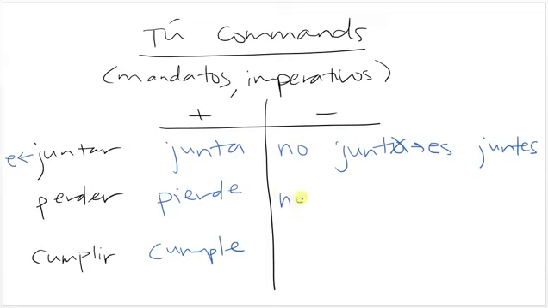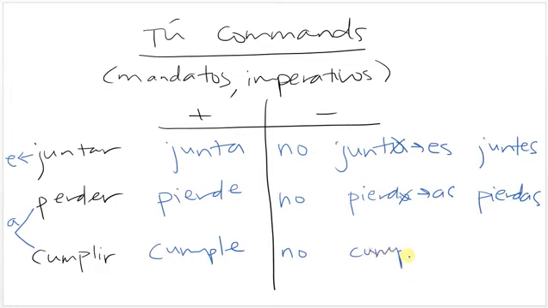Okay, for perder, again, we have to start with no. The yo is pierdo. Drop the o, add the opposite ending. For ER and IR verbs, the opposite ending is an a. So, pierdo, drop the o, add the opposite ending, which is an a and an s. So, no pierdas. Don't lose whatever it is I don't want you to lose. Cumplir, again, go to the yo. Cumplo, drop the o, add the opposite ending, which is an a, and we have to add an s. So no cumplas. Don't fulfill whatever it is that I want you to fulfill.